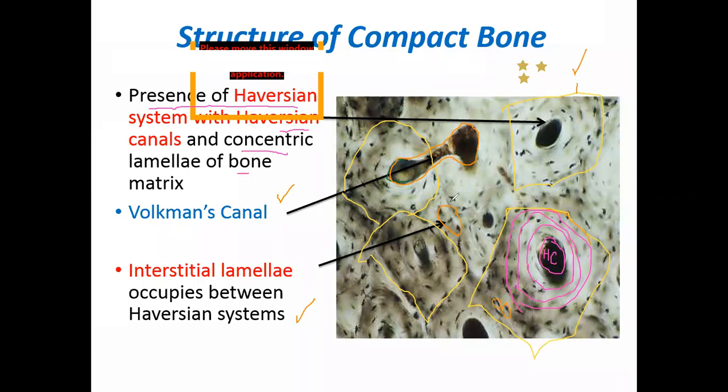Okay. So if you have some cells right in between, not included in any Haversian system, then they are called interstitial lamellae. Interstitial means in between. Okay, thank you. Okay, moving on. Next.